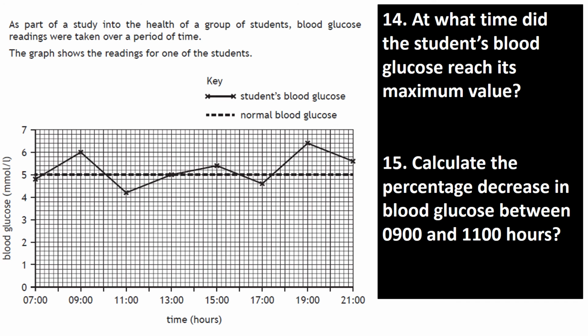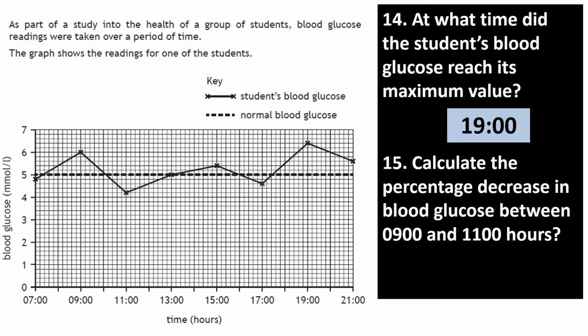And then our last one, as part of a study, so press pause. As part of a study into the health of a group of students, blood glucose readings were taken over a period of time. The graph shows the readings for one of the students. So there's your blood glucose concentration here, and there's the day progressing from 7 a.m. to 9 p.m. Here's normal blood glucose, which you can see should remain steady, but the student's blood glucose, you can see it's more variable. So 14, at what time did the student's blood glucose reach its maximum value? So the highest value is going to be here. So that was 1900 hours.